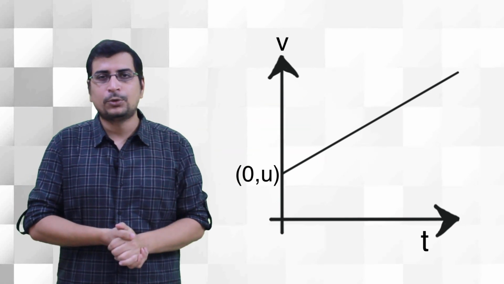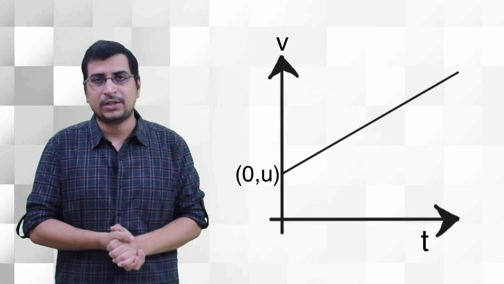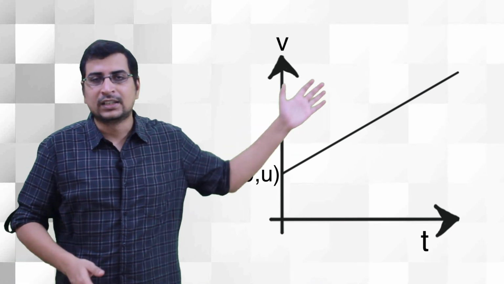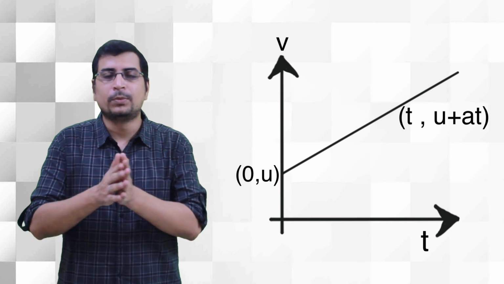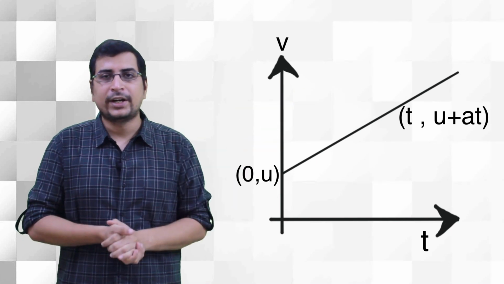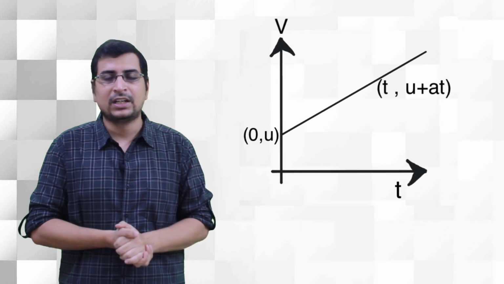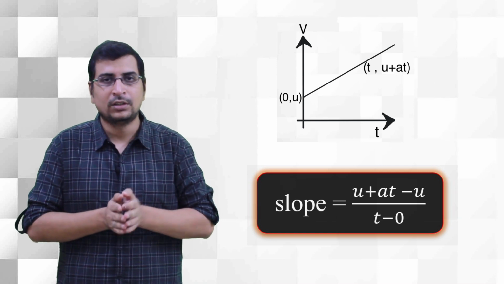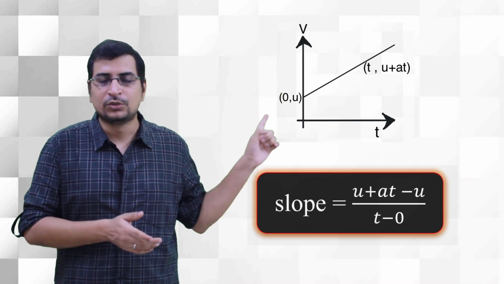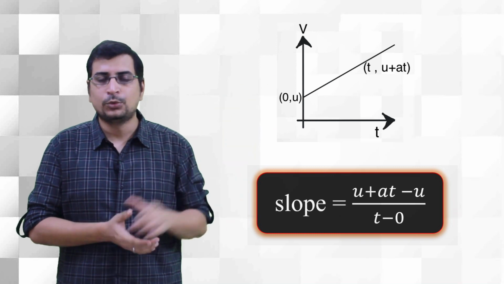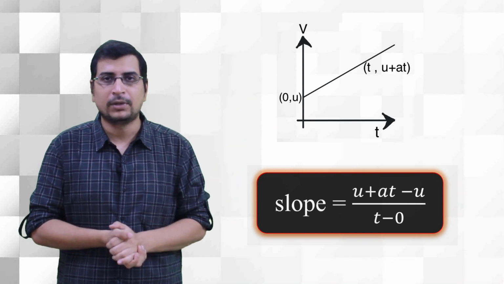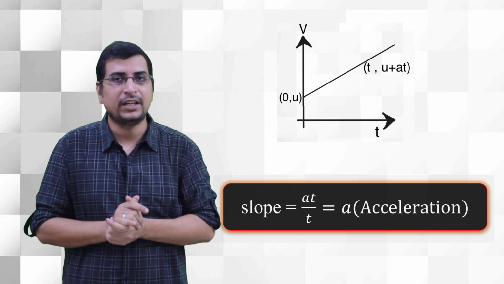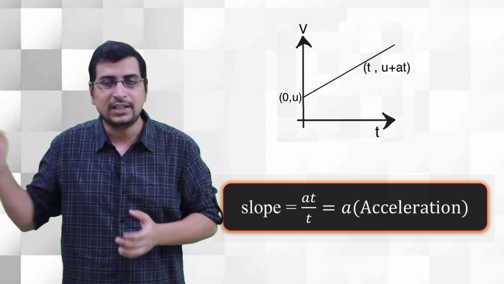Here also, if you observe, v is equal to u plus at is representing a straight line on a graph sheet. So we will take any 2 points, where one of the points that I am considering is 0, u, and the other point that I will be considering is t, u plus at. Now, if I take these 2 points and try to find the slope of this particular graph, I will get u plus at minus u divided by t minus 0, because u plus at is going to be y2 and u is going to be y1, and t is going to be x2 and 0 is going to be x1. So by applying the formula, you get u plus at minus u divided by t minus 0, which is nothing but at divided by t, and t will get cancelled, which is going to give us the acceleration.